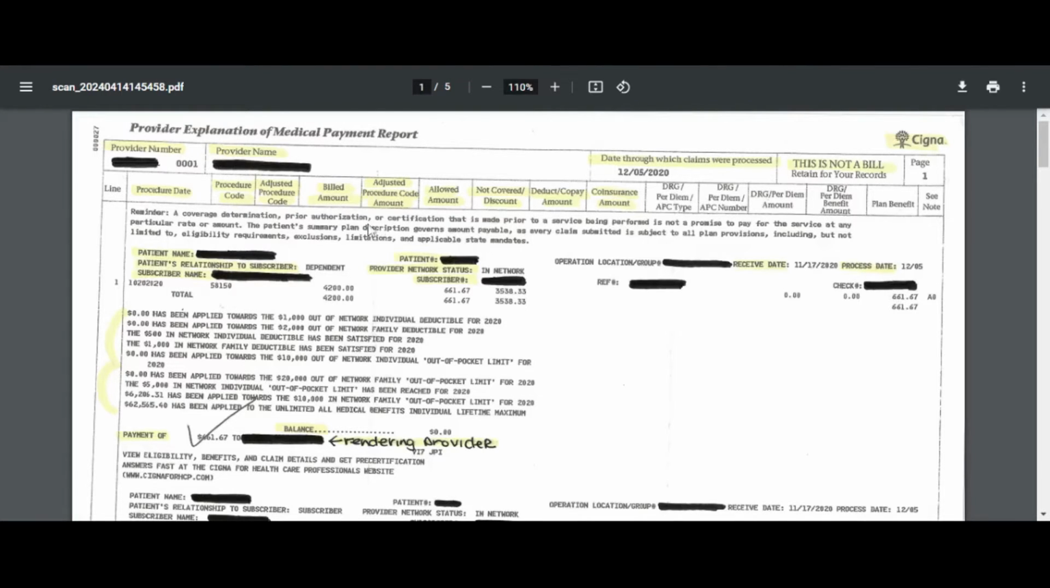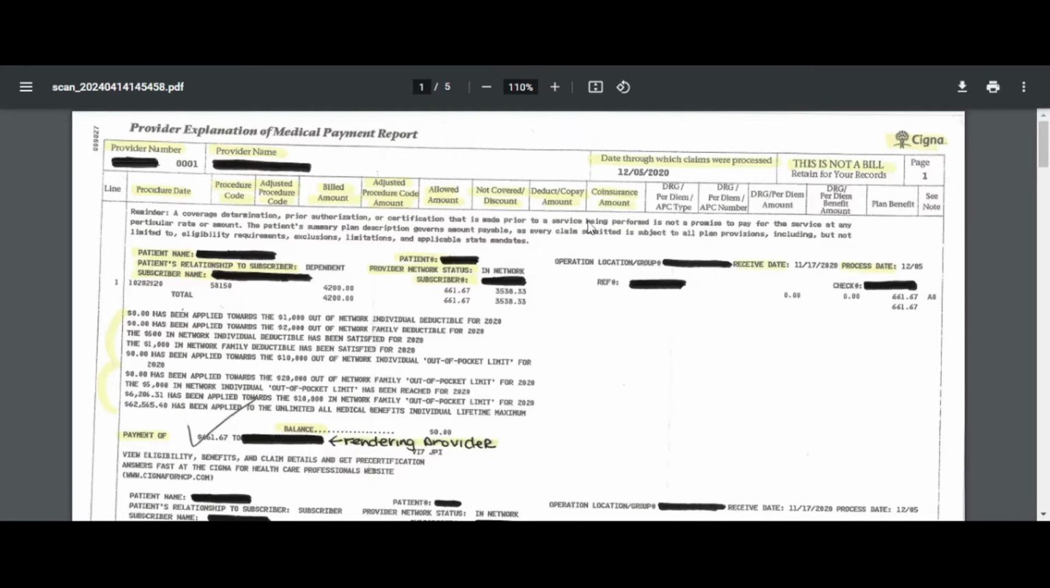Then we're going to go down to these boxes that are highlighted. You have the procedure date, the procedure code, adjusted procedure code, billed amount, adjusted procedure code amount, allowed amount, not covered, discount, deductible, copay amount, coinsurance amount, and some other ones here. I didn't highlight them all because not all of them apply to me, but if they apply to you, then these are the ones that you need to look for. The ones that I highlighted are normally the general ones that apply to most billers.